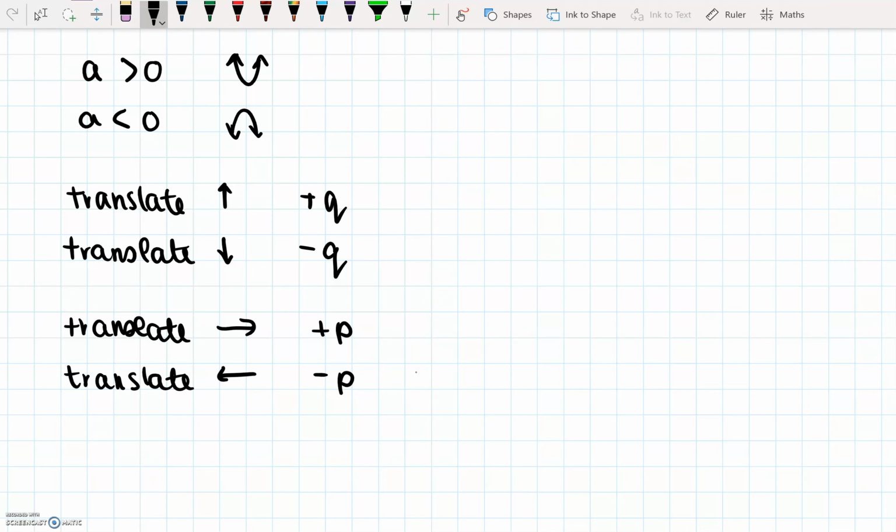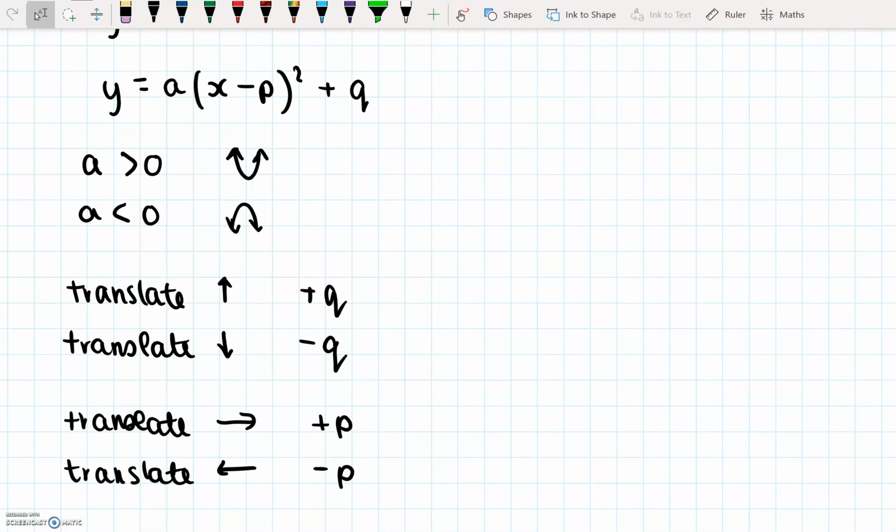As I said, the experience with p is that it's kind of the opposite of what you expect. If we want to move it to the right by 2 places, then we put in a plus p, which becomes x minus p. If you want to move it to the left, we put in a negative p, so then we get x minus negative 2, and that becomes x plus 2. So it does become a little bit confusing, but you will get used to it. Just remember that q is normal: plus is up, minus is down. And for p, if it's x minus p, it's moved to the right. If it's x plus p, it's moved to the left.